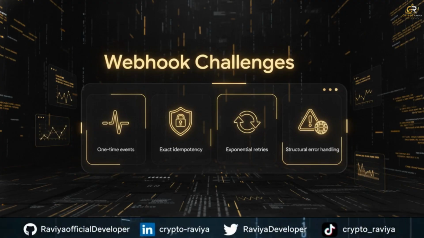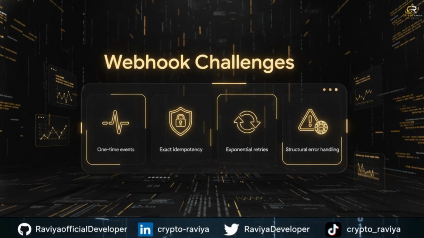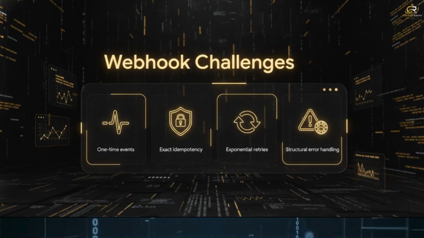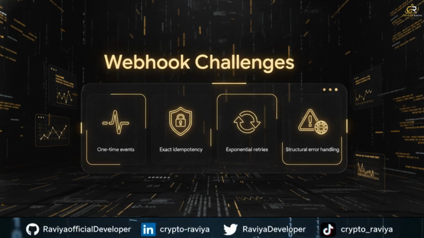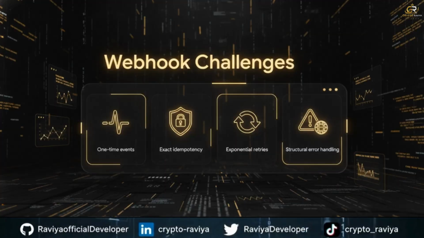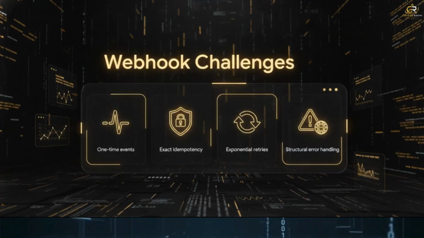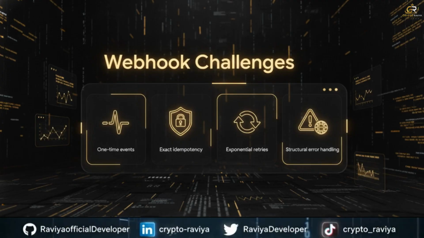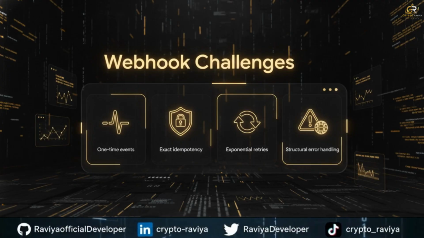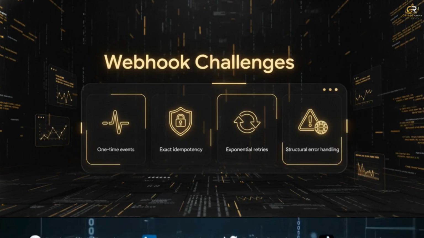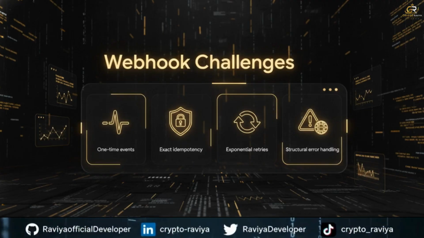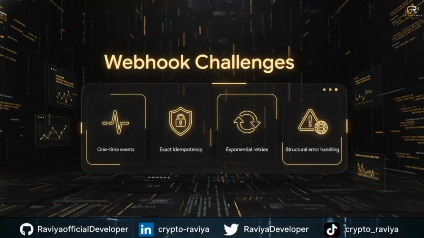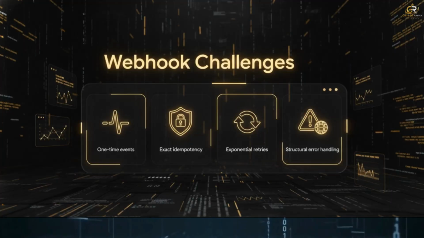For one, webhooks are almost always one-time events. So if your system happens to be down, that source application isn't going to just magically resend the data. Because of that, relying on webhooks absolutely demands structural error handling, sophisticated retry mechanisms, and something called exact idempotency. That's just a fancy way of saying your system needs to be perfectly designed to safely ignore accidental duplicate data pushes. Because let's face it, nobody wants to accidentally double charge a client.